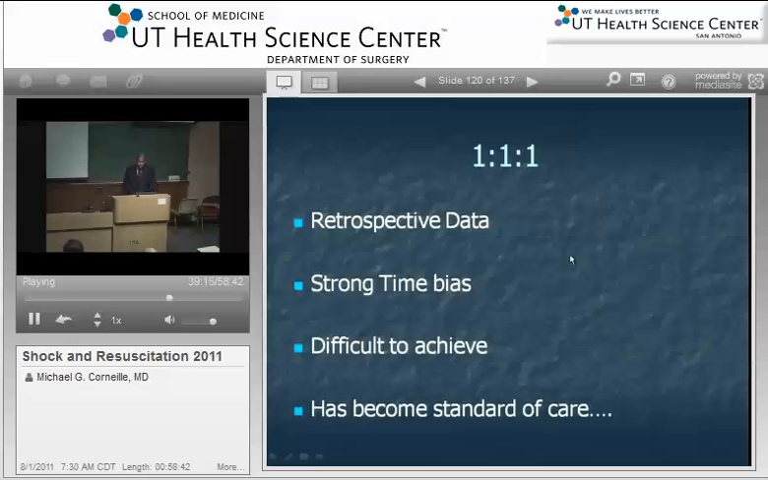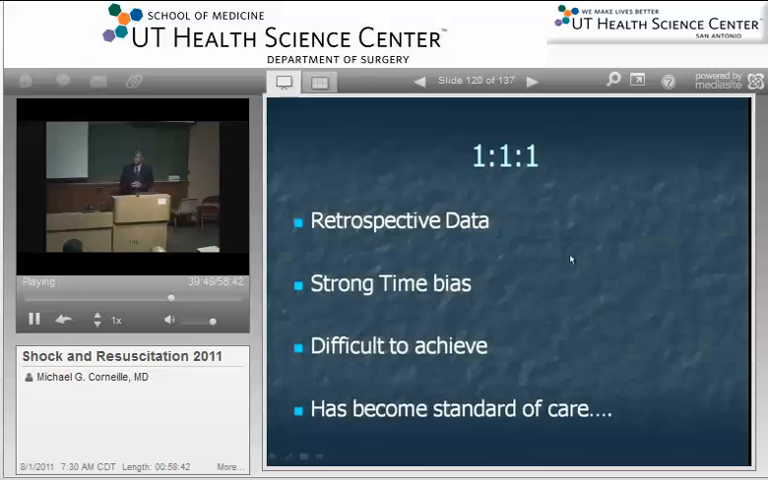to platelets is. The fundamental problem with this retrospective data is that there's a strong time bias. In other words, patients who are alive long enough to receive high ratios of plasma to red cells and high ratios of platelets to red cells are, in general, those patients who, because they're alive, were able to get those transfusions. So when you look in retrospect, the data are not as strong.